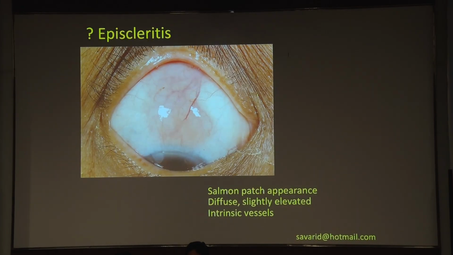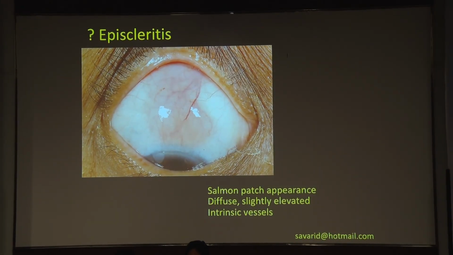I'll just ignore this. And the last one is a salmon patch sort of appearance, which is basically a lymphoma. You want to make sure you don't mistake it for episcleritis. This is basically MALT lymphoma, which can be treated and has an excellent prognosis.